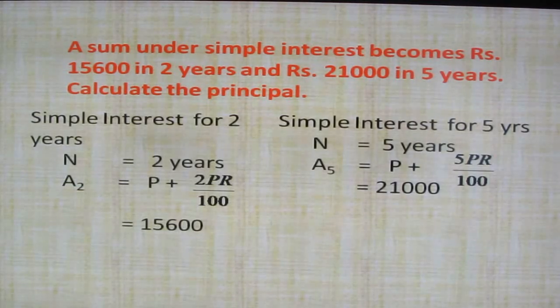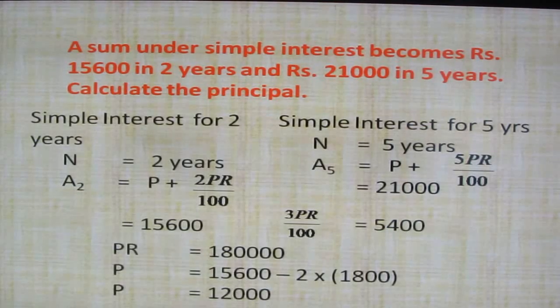Simple interest for 5 years, N equal to 5 years. A5 equal to P plus 5PR by 100, which is equal to 21,000. So once you subtract this you will get 3PR by 100 equal to 5,400. And once you solve this you will get the answer as 12,000.